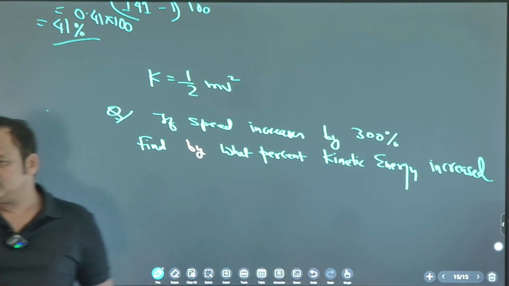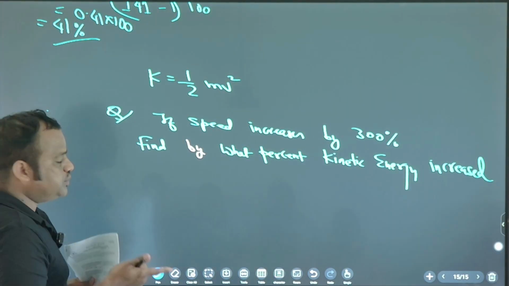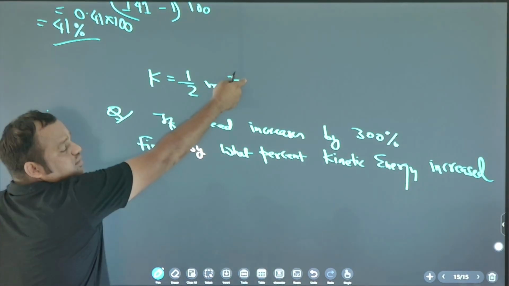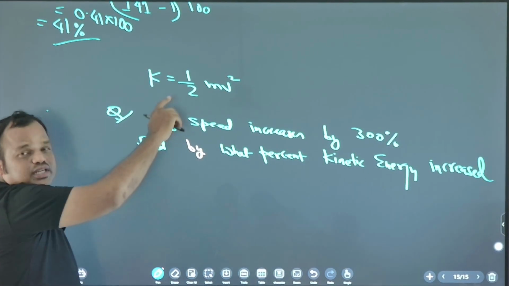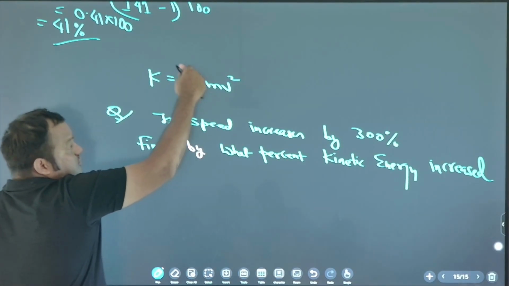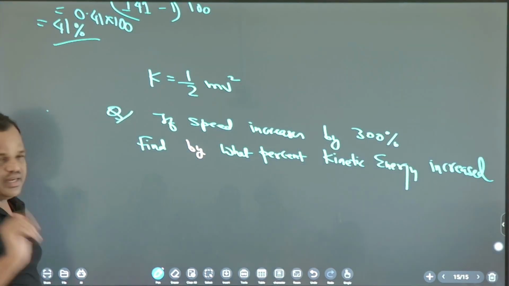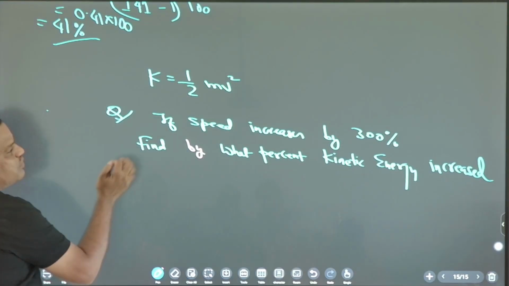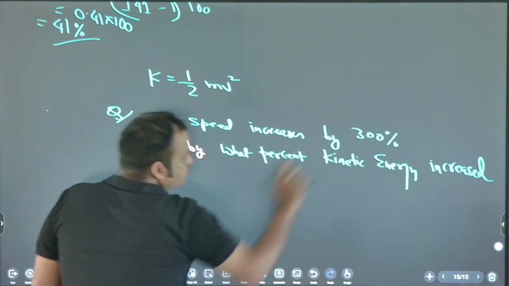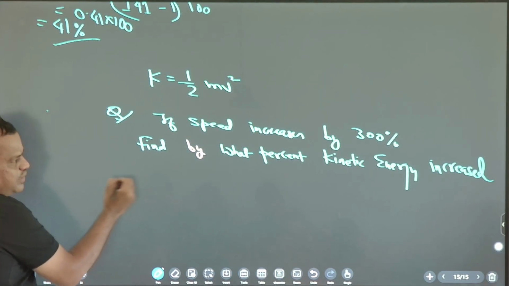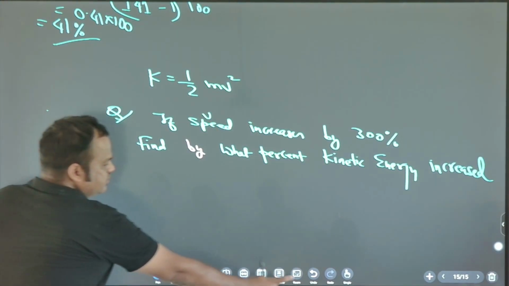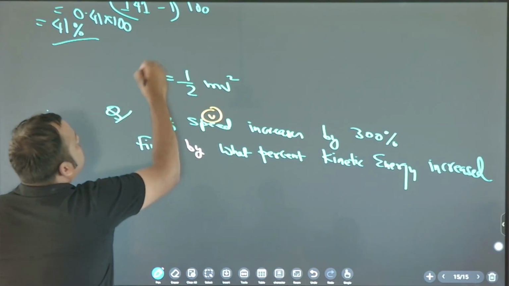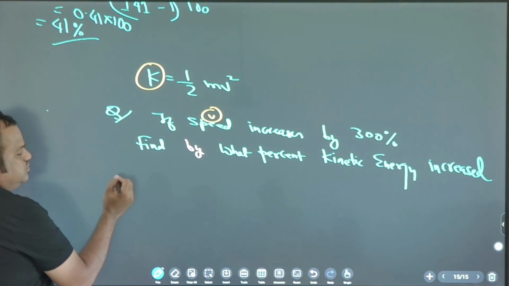We know that if speed increases, kinetic energy increases. More speed means more kinetic energy, half mv square, correct? Speed doubled means kinetic energy 4 times. Speed tripled, kinetic energy becomes 9 times. Okay, you know this. But how to apply the percentage change formula? So what is given? How will you solve? Tell me. Speed is V, kinetic energy is K.